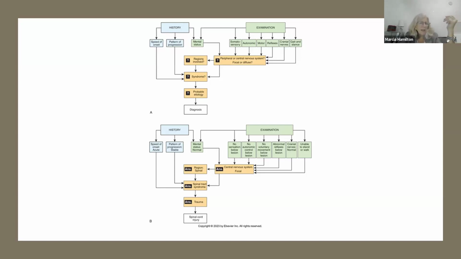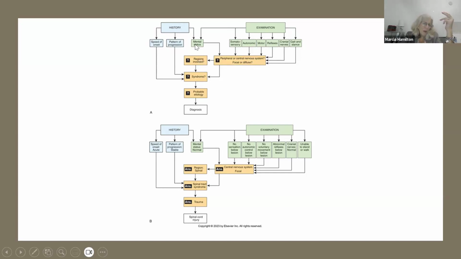Did it happen quickly? Was it a sudden stroke? And we want to know the pattern of progression. So from the time that it happened, what was the result from it? What did we think happened at that point? That again is going to lead to the examination.